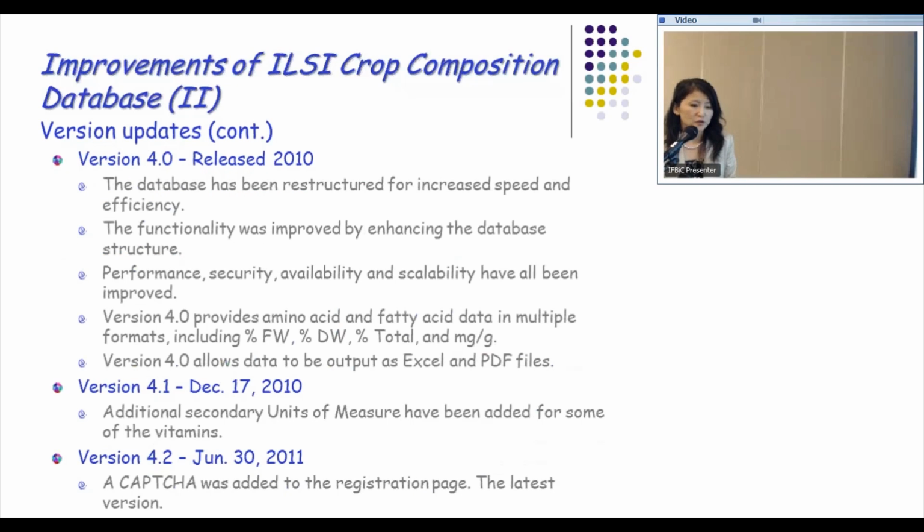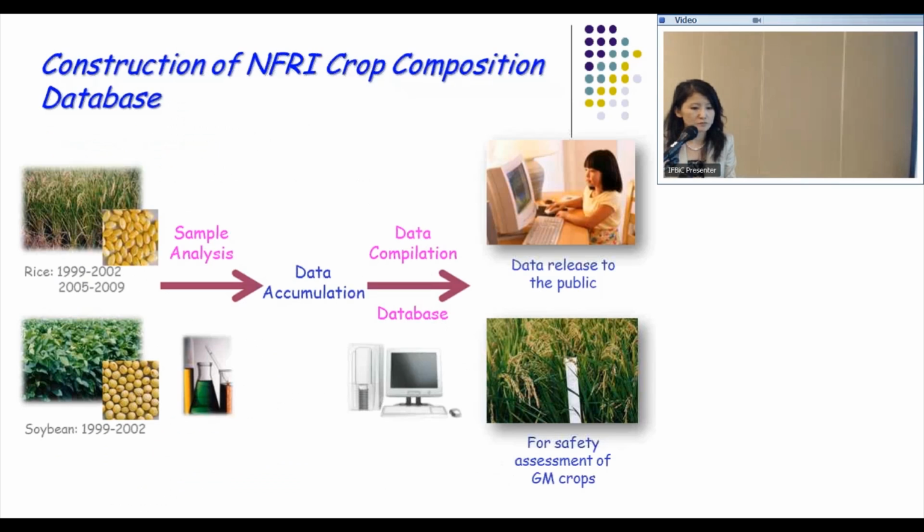And 2 years ago, they released version 4, which was reconstructed for increased speed and efficiency, and also the functionality, performance, security, availability, and scalability were also improved. For example, version 4 provides amino acid and fatty acid data in multiple formats. And since then, as needed, version updates have been conducted to improve the database.